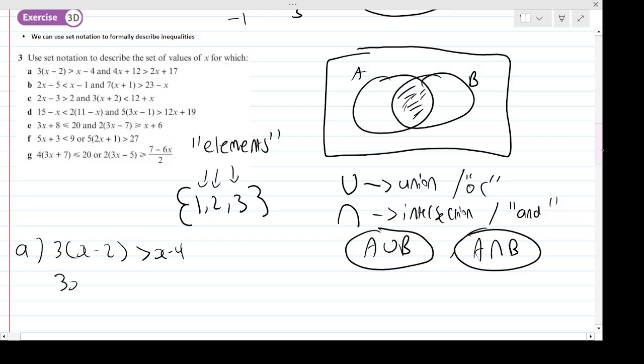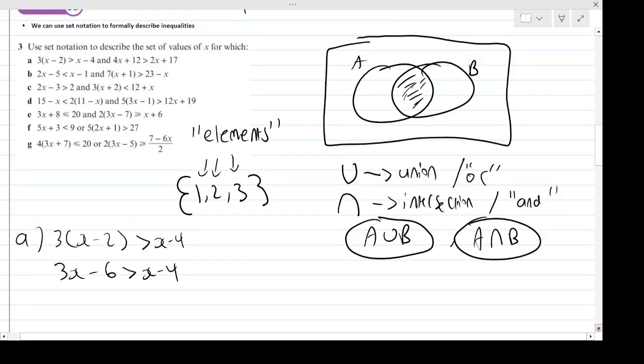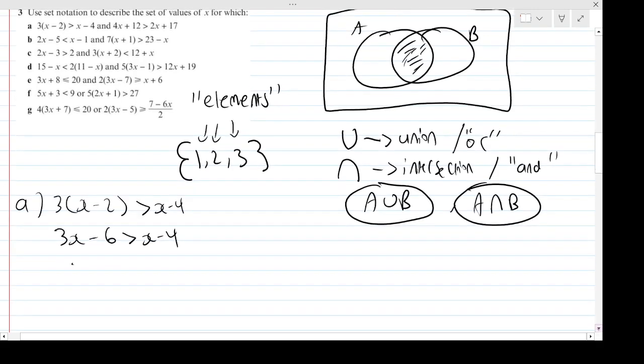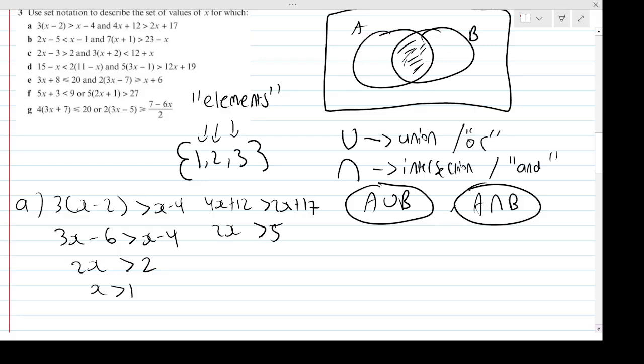So, let's expand the bracket. 3x - 6 is greater than x - 4. Then we take away the x, so we can say 2x, and then I'm going to add the 6 to both sides to be greater than 2. That means x has to be greater than 1. Likewise, we need to solve 4x + 12 is greater than 2x + 17. Then we take away 2x to get 2x. Then I take away the 12 from both sides as well to be greater than 5. Then that means x has to be greater than 5/2.